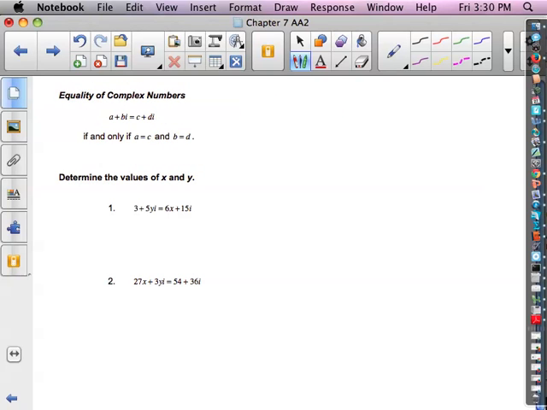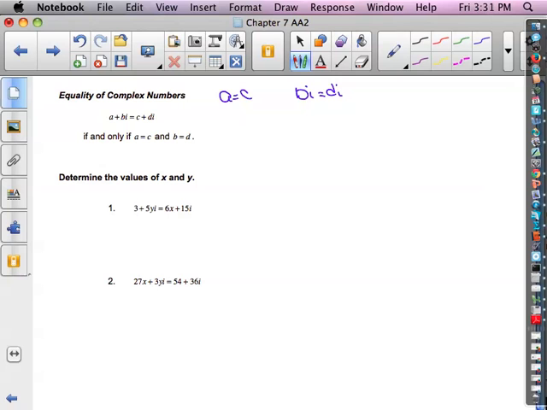Equality of complex numbers. So here, if I have a plus bi equals c plus di, then what I know is that the real parts are equal. a is equal to c, and the imaginary parts are equal. bi is equal to di.